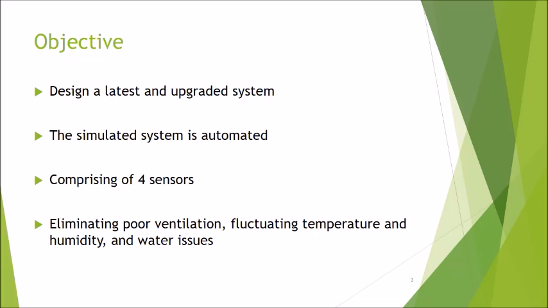The main objective of my project is to design a system which fulfills the requirements of latest use technology. The simulated system will be fully automated and will be using four sensors, which are temperature sensor, humidity sensor, light intensity sensor, and soil moisture sensor. The design system will focus on eliminating the problems of poor ventilation, fluctuating temperature and humidity, and water issues within the greenhouse.